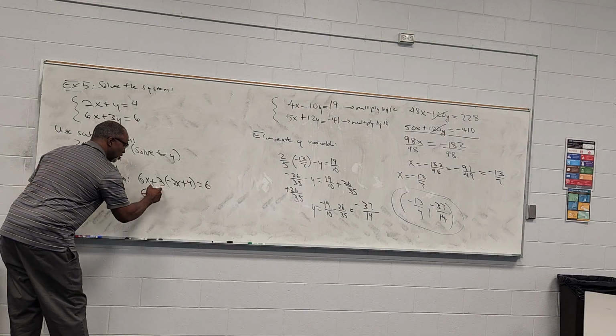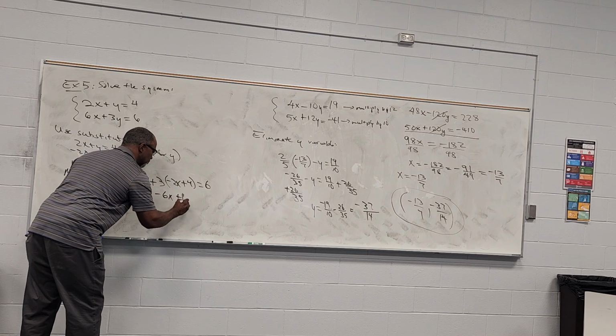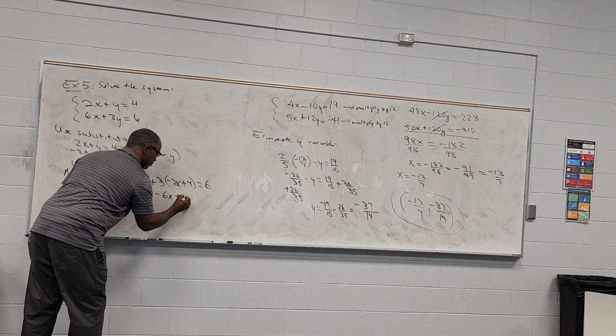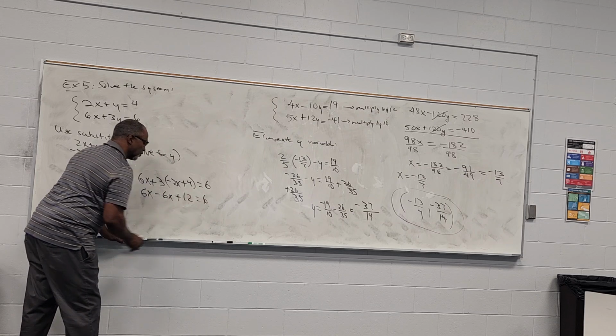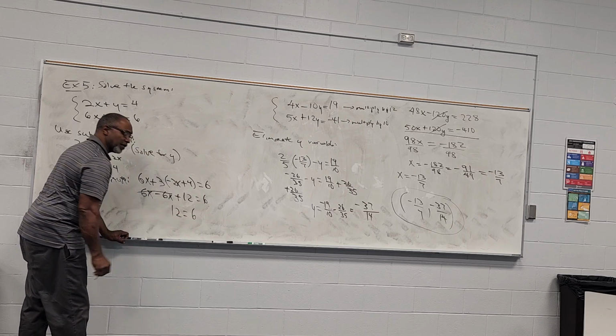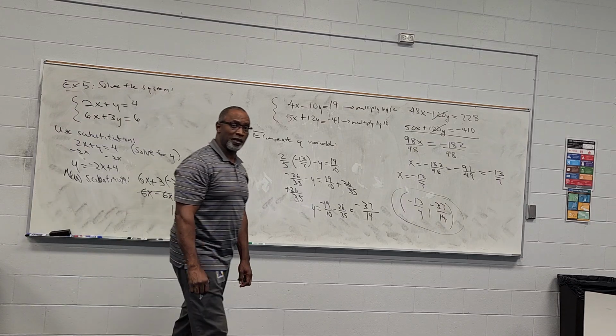So I get 6x, let's distribute. 3 times negative 2 makes minus 6x. 3 times 4 makes plus 12 equals 6. 6x minus 6x cancels each other. And we have 12 equals 6. That is a false statement. 12 can't be equal to 6.